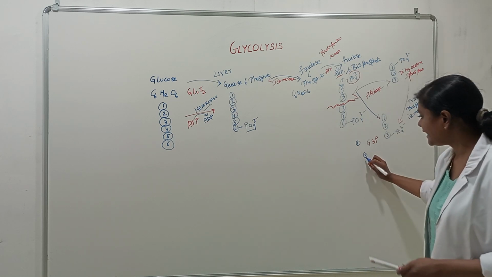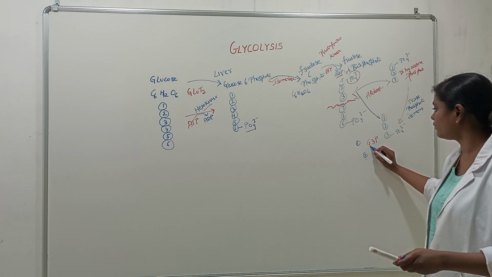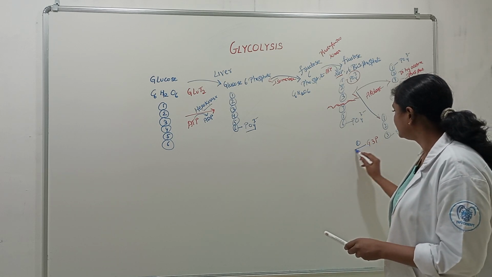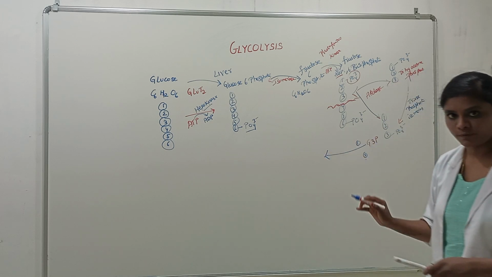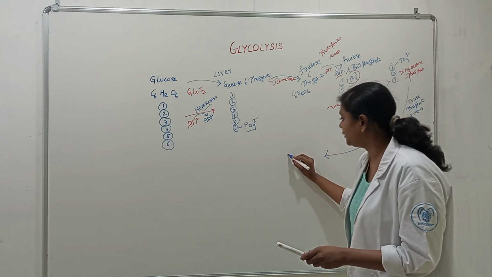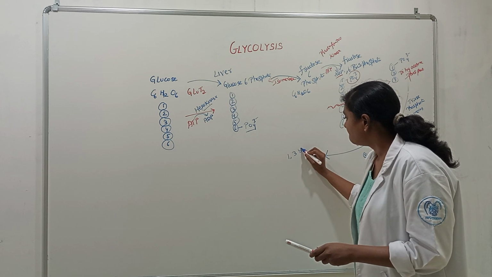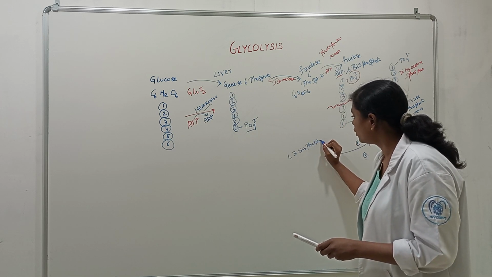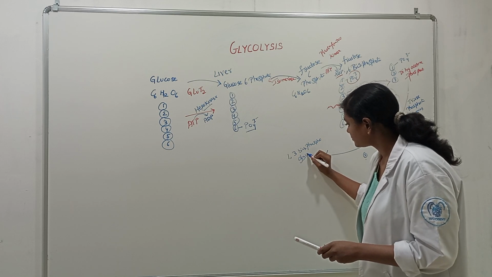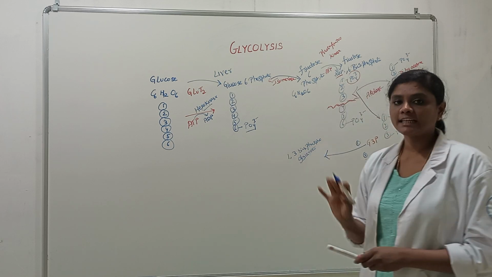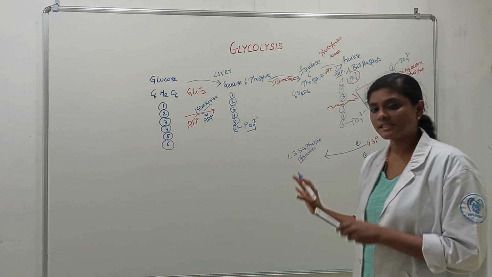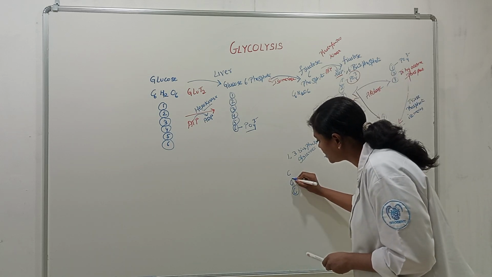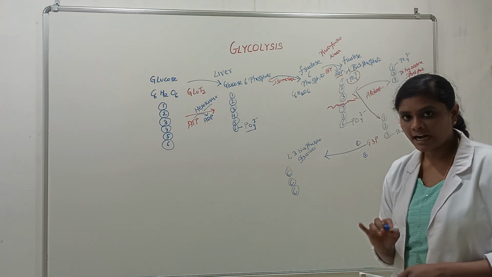So here we have 2 molecules of glyceraldehyde 3-phosphate. Let us try to understand: this glyceraldehyde 3-phosphate will get converted into 1,3-bisphosphoglycerate. Let me draw the chemical structure of 1,3-bisphosphoglycerate. So we have 3 carbon atoms, right? It got split, so we have 3 carbon atoms.